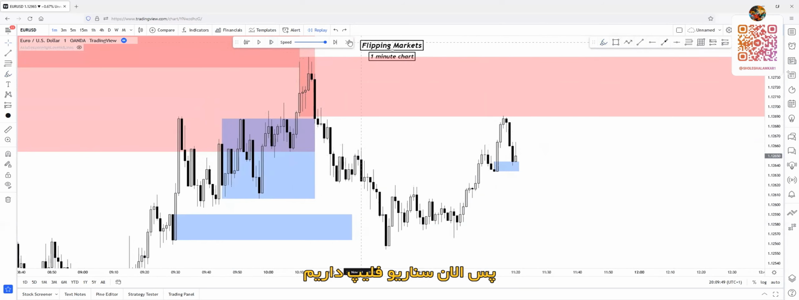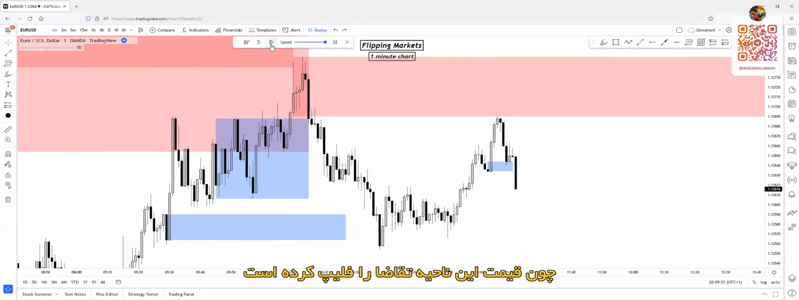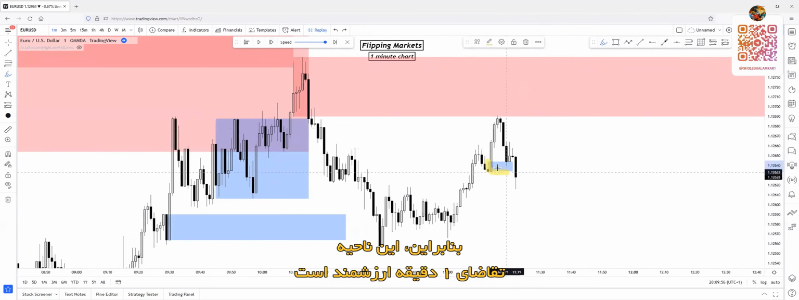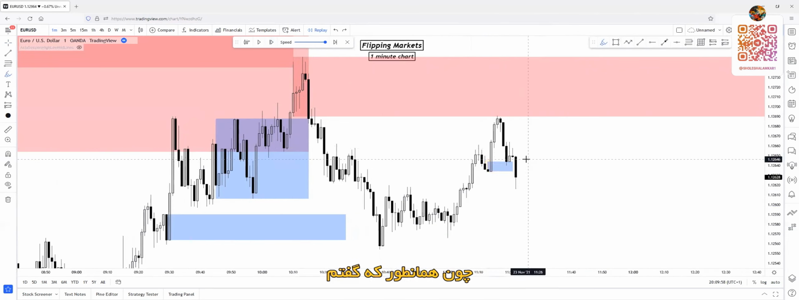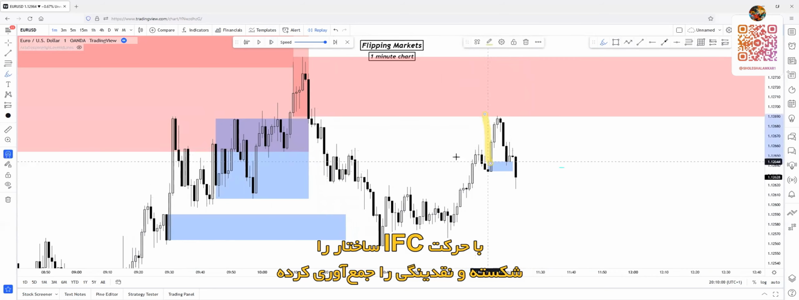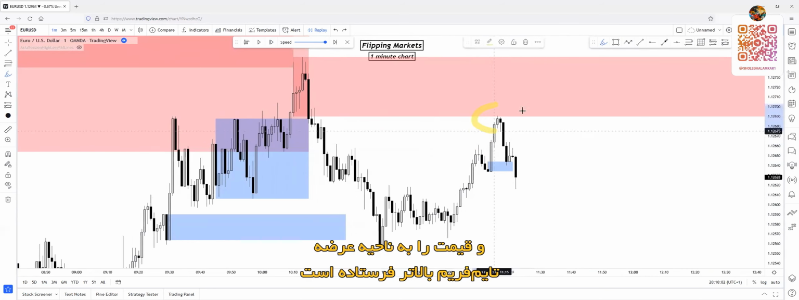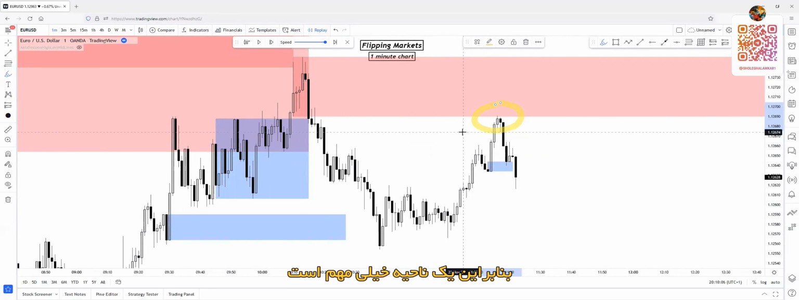Right now, we will have a flip scenario because, as you can see, price flipped this demand zone. Price broke through this demand zone, and this was a valuable 1-minute demand zone because, as I said, it created inefficient push, breakout structure, and swept liquidity and tapped us into a higher time frame zone. So basically it has 4 criteria. So this is a really valuable zone.